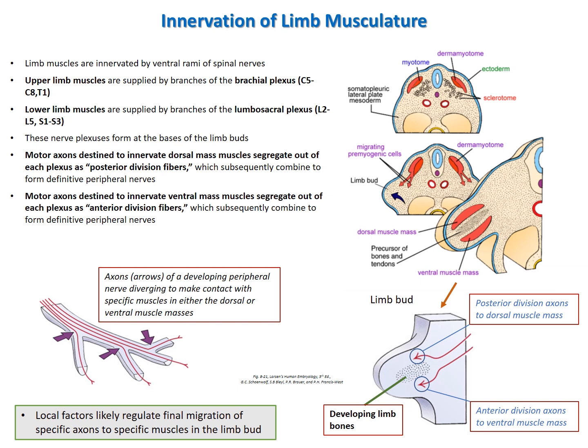Motor axons destined to innervate dorsal mass muscles segregate out of each plexus as posterior division fibers, which subsequently combine to form definitive peripheral nerves. Motor axons destined to innervate ventral mass muscles segregate out of each plexus as anterior division fibers, which subsequently combine to form definitive peripheral nerves. Migration of axons from the limb base to their specific muscle targets is an intricate feat of pathfinding. Local factors likely regulate final migration of specific axons to specific muscles in the limb bud.